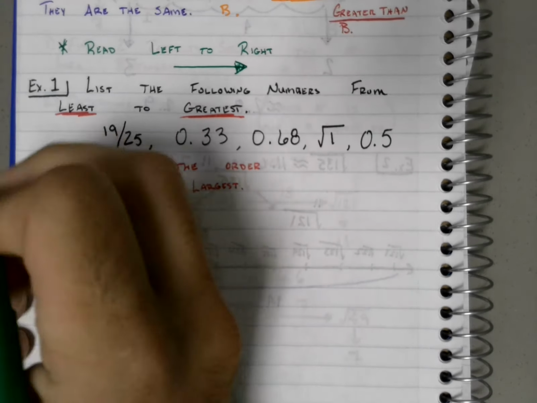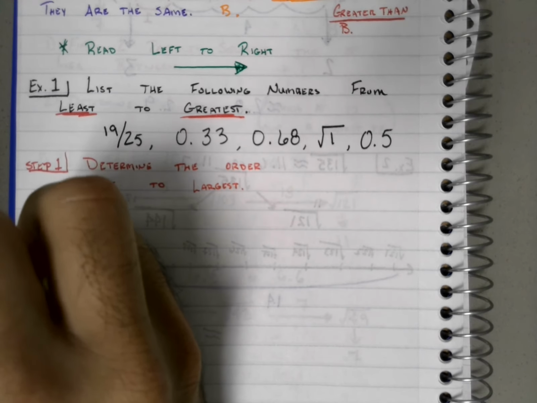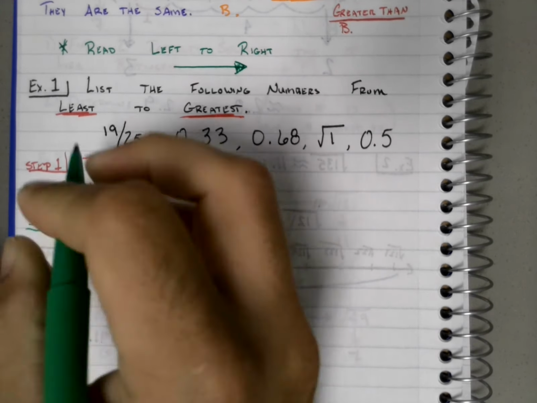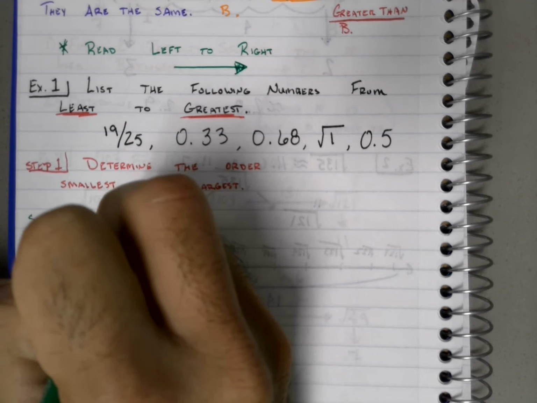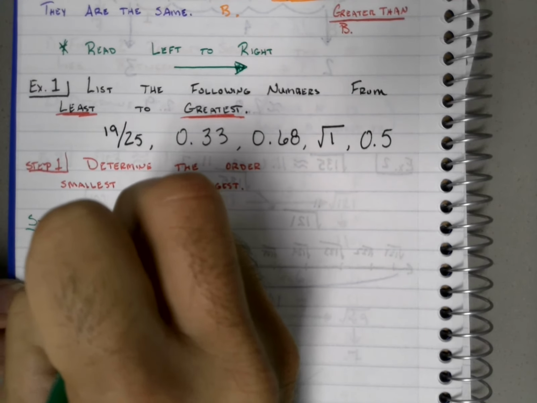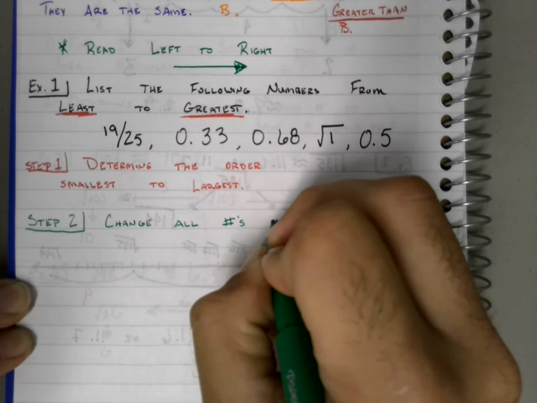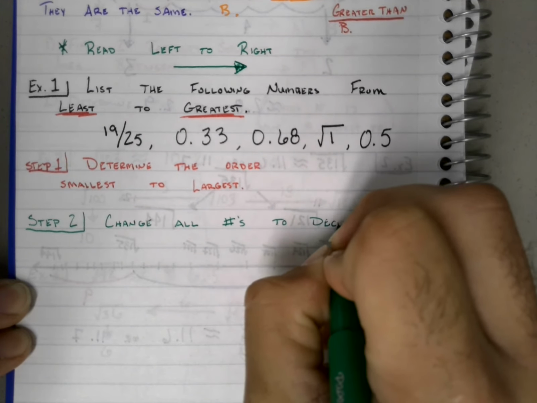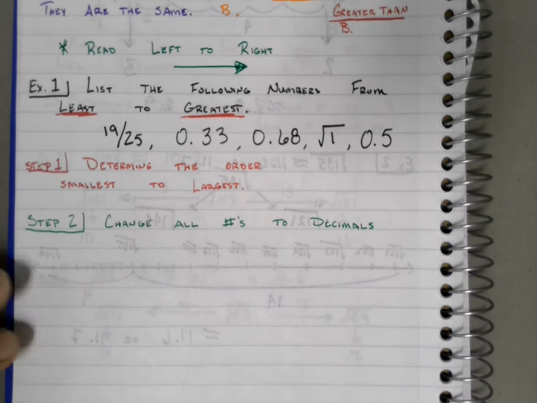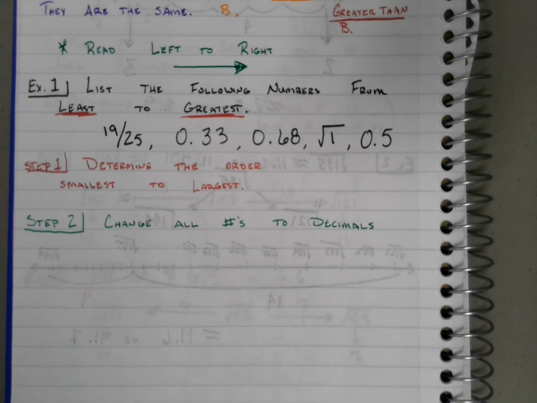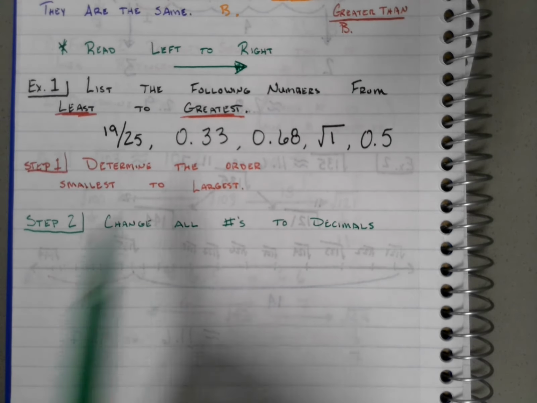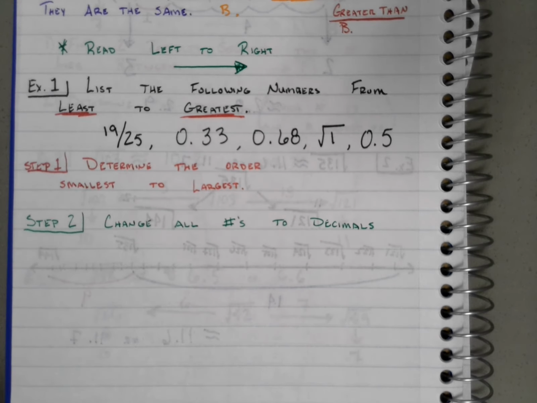Step two, and this is an important step: we're going to change all numbers to decimals. But whenever we list these numbers, we will list them the way they began. Don't think that once you change it, it stays that way, because it can get confusing. So change all numbers to decimals.